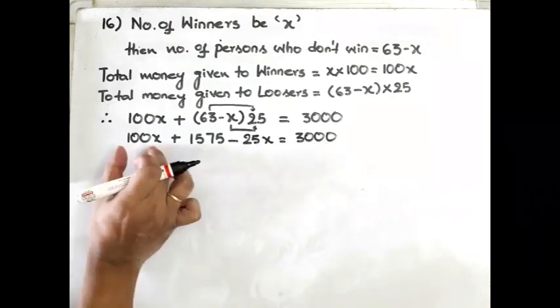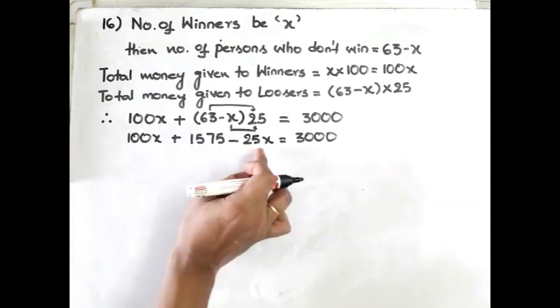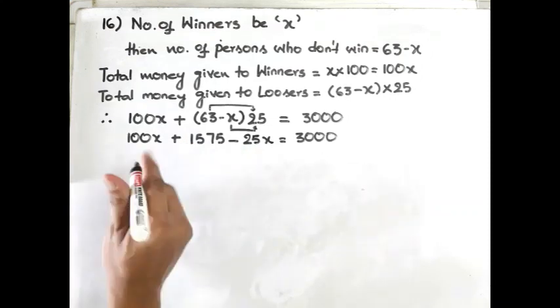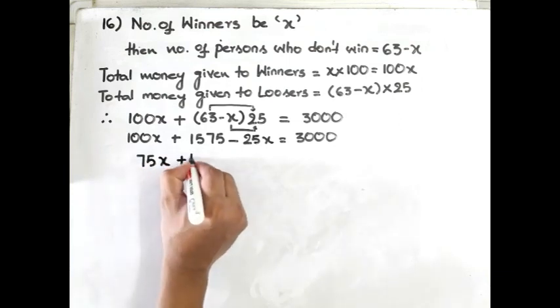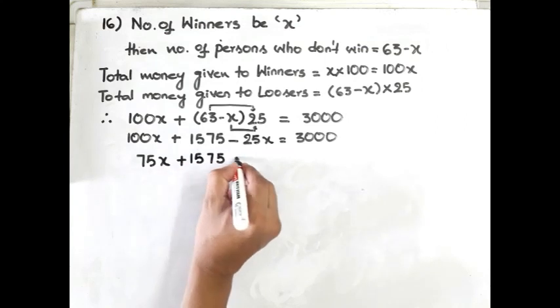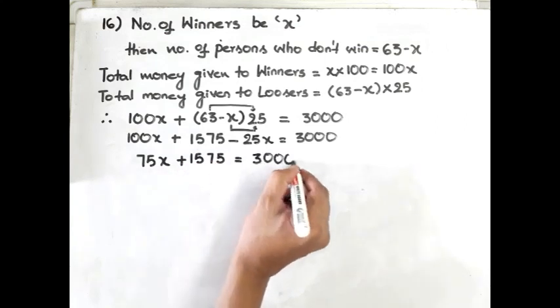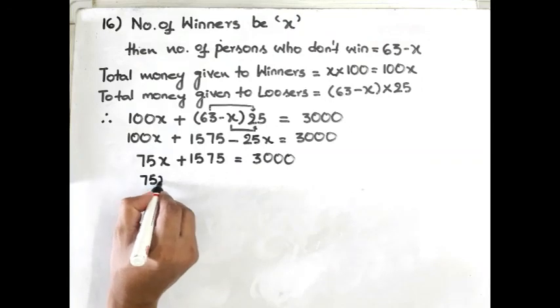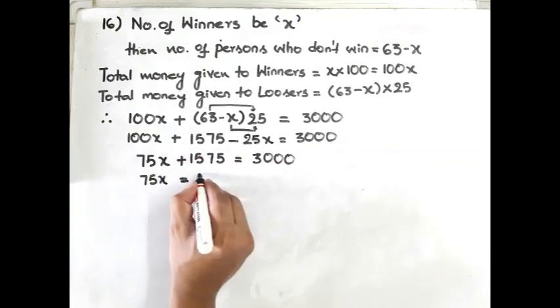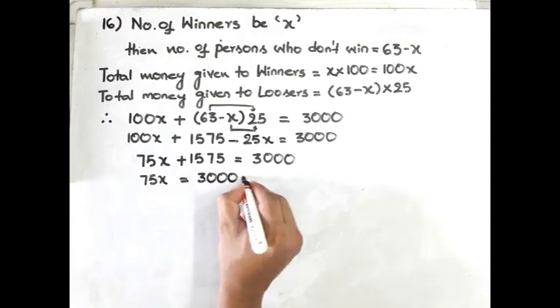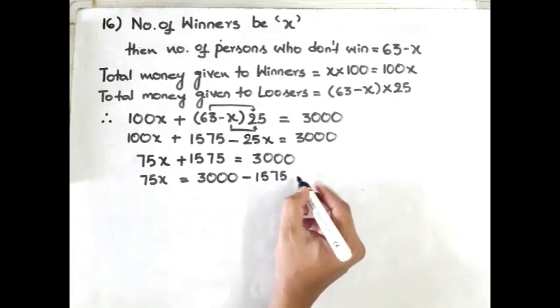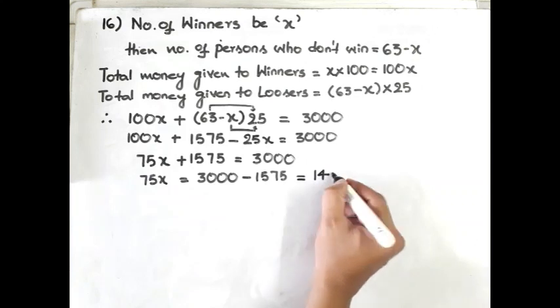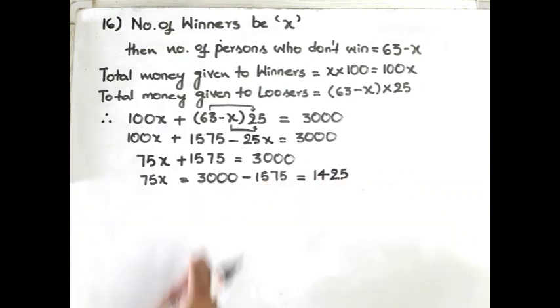Okay, now look, here we have like terms of 100x and minus 25x. 100x minus 25x gives us 75x plus 1575 is equal to 3000. Okay, so 75x is equal to, transposing the plus 1575 to the other side, 3000 minus 1575, which gives us 1425. Upon subtracting 1575 from 3000, we will get 1425.